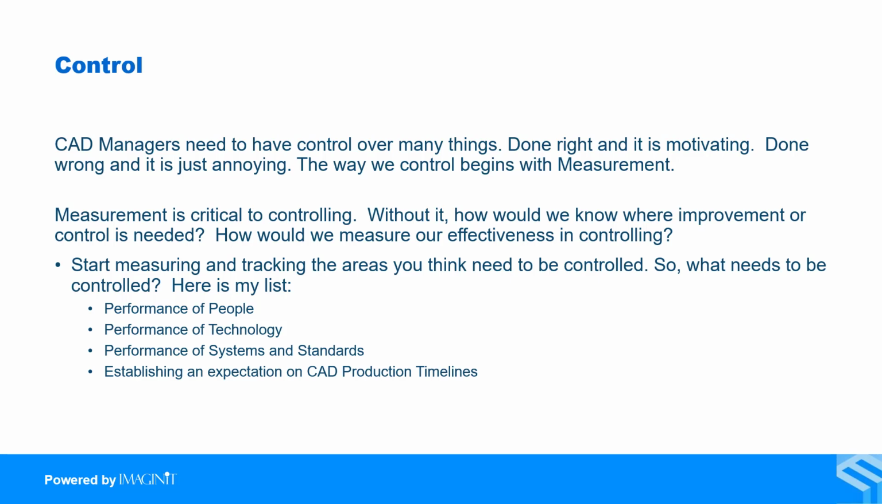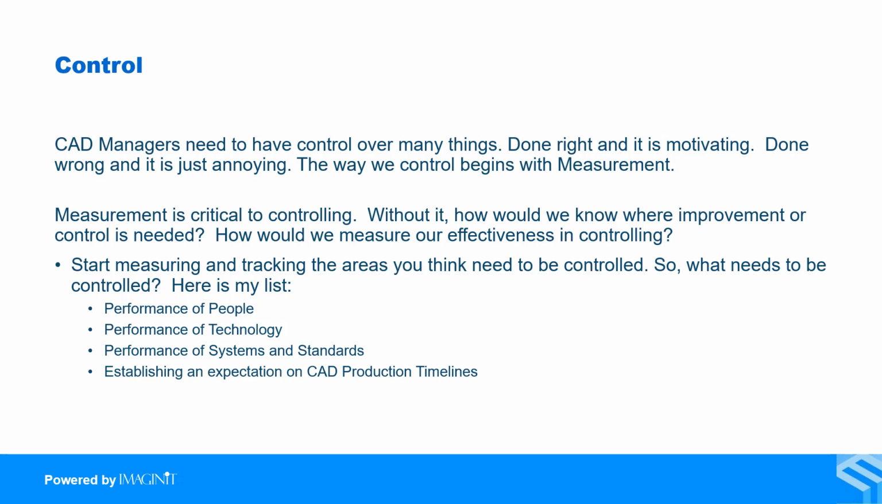And control. CAD managers need to have control over many things. Done right and it's very motivating, done wrong and it's just annoying. The way we control begins with measurement. Measurement is critical to controlling. Without it, how would we know where improvement or control is needed, and how would we measure our effectiveness in controlling? So we start measuring and tracking areas that you think need to be controlled.